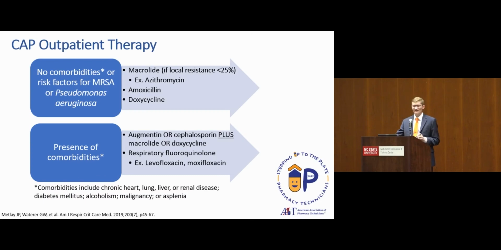And the reason for that is because Augmentin and cephalosporins target cell walls. So if we're concerned that it might be one of those atypical red bacteria that don't have cell walls, we need to use something that doesn't target a cell wall. You could also use a respiratory fluoroquinolone.